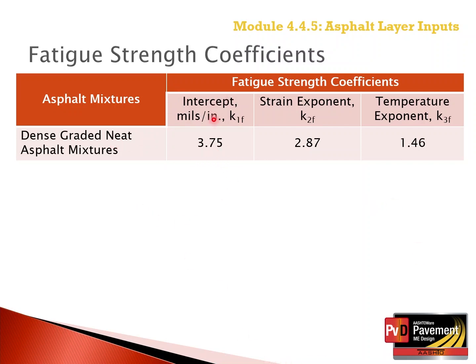So the intercept, K1, is 3.75 mils per inch. The strain exponent, K2, is 2.87. The temperature exponent, K3, is 1.46.